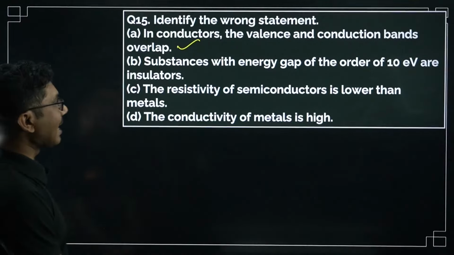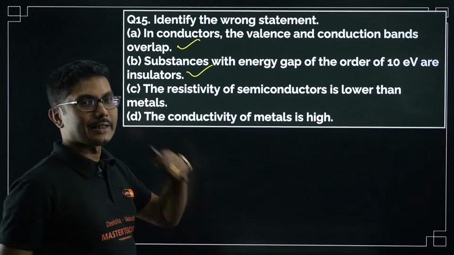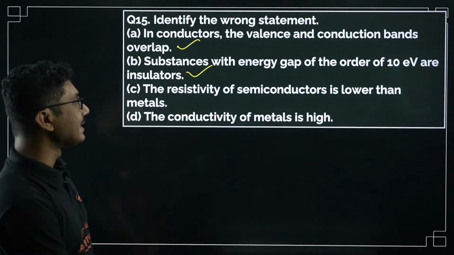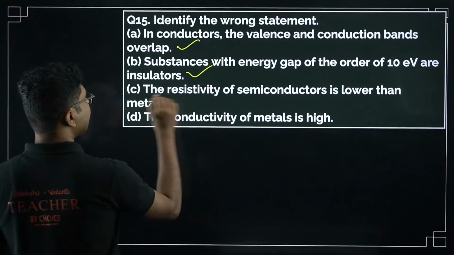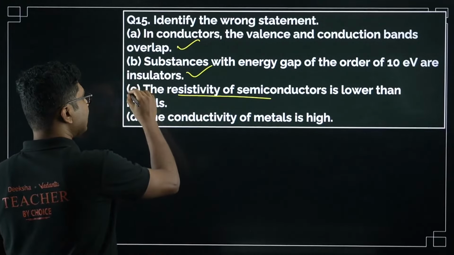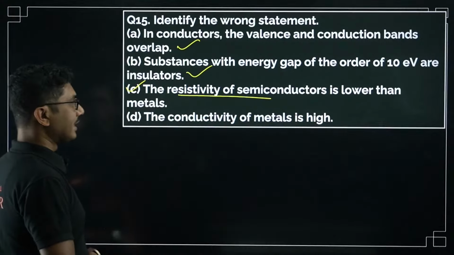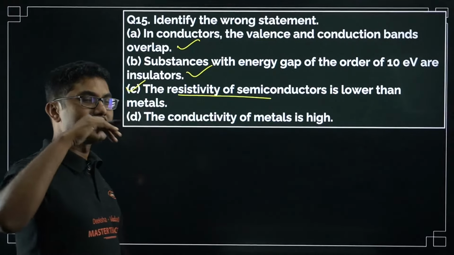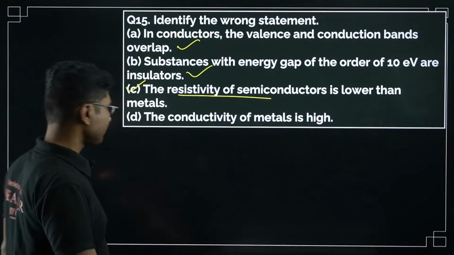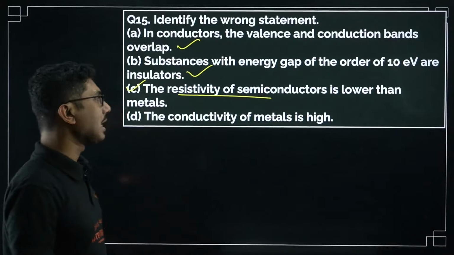Substances with energy gap of the order of 10 electron volt are insulators. Yes, anything greater than 3 electron volts are insulators. The resistivity of semiconductors is lower than of the metals. The resistivity of semiconductors are greater than that of the metals. So its resistivity is between conductor and insulator. Okay, it is in between. Its resistivity is less than insulator but greater than conductor, not lower. Last statement, conductivity of metals is high.